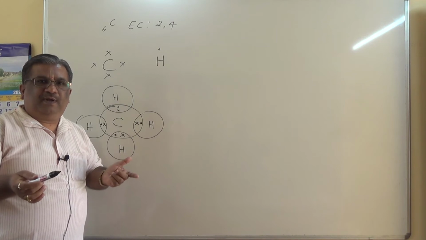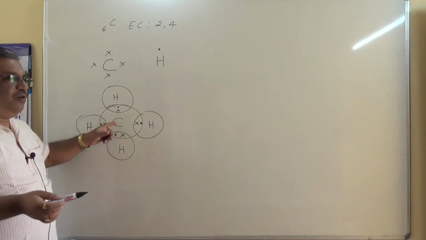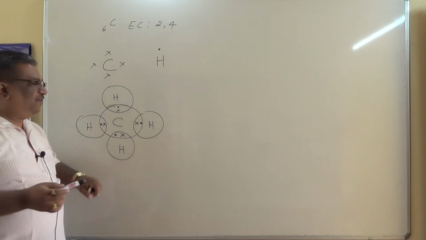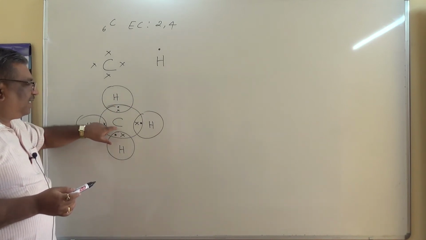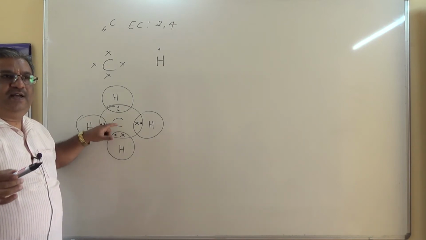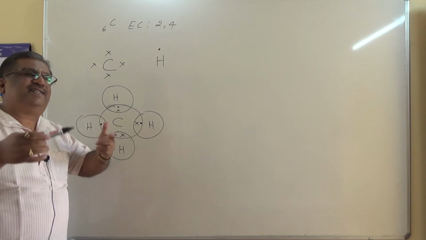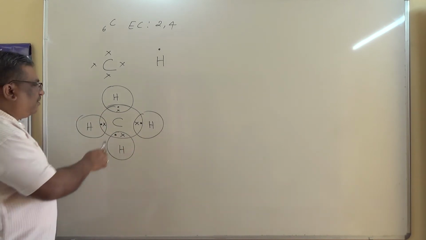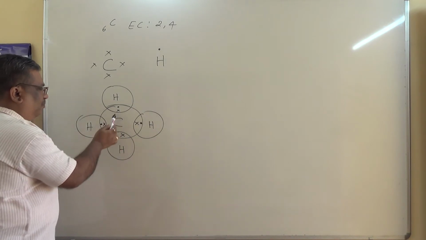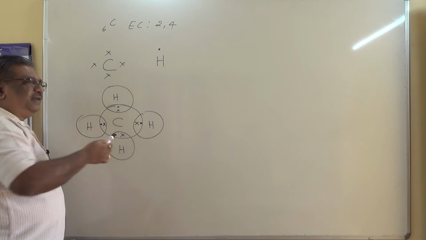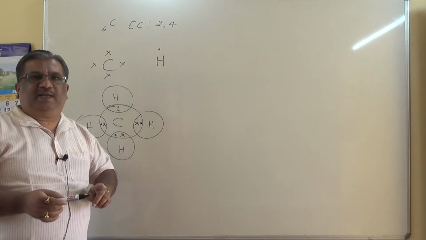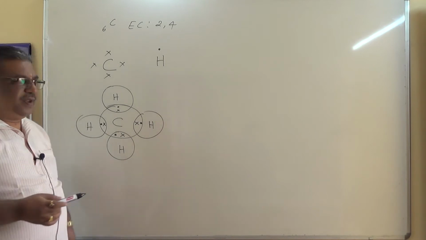How is it possible? Because carbon gets shared electrons from the hydrogen atoms, and therefore when I count the total number of electrons pertaining to the carbon atom, I need to consider the shared electrons also. So the total number of electrons with respect to carbon is 2 plus 2 plus 2 plus 2, which is 8 electrons. So carbon has also achieved its chemical stability by the octet rule. I hope this is very clear.